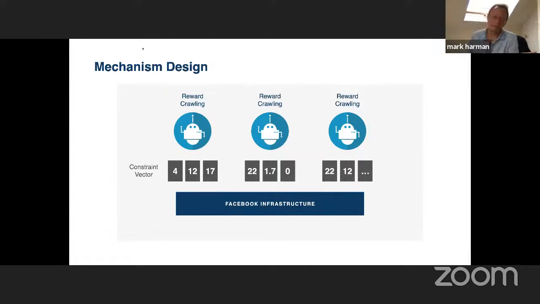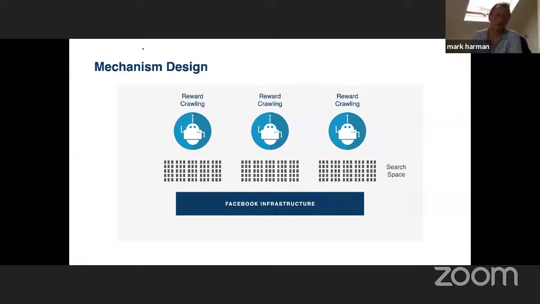So of course I've drawn this constraint vector as if it's 3 elements per bot, but in real life, in our infrastructure, there are thousands of ways we could transform, probably tens of thousands of ways we could transform even some of the simplest interactions. And so what we have here is an enormous search space, a mechanism search space.